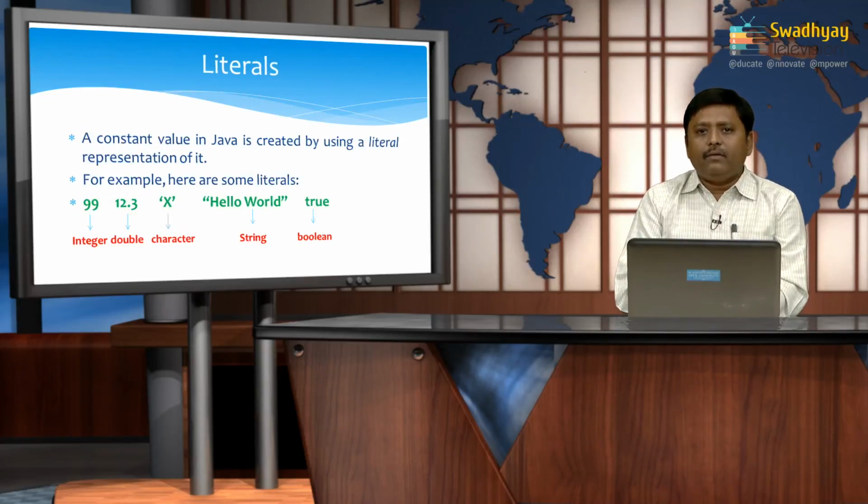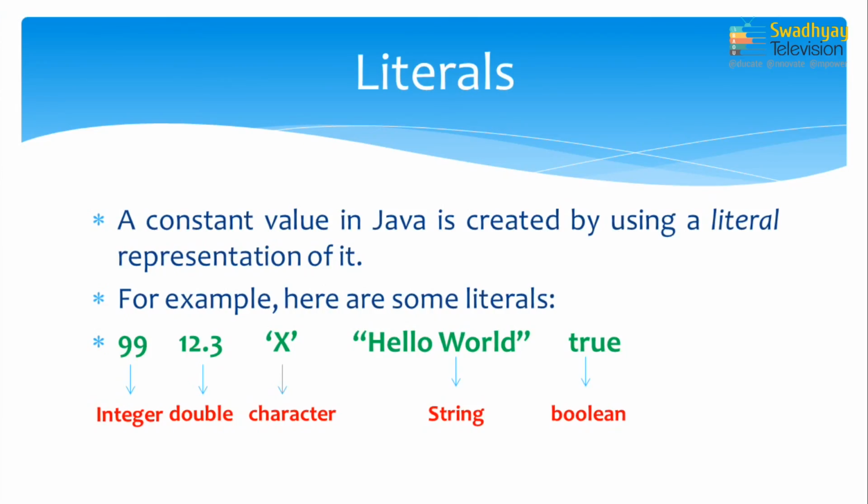Now, in a program we need to supply some constant values. A constant value in Java is created by using a literal representation of it. On screen you can see certain examples of literals. For example, 99 is an integer literal, 12.3 is a double literal, x in single quotes is a character literal, and string literals are represented between double quotes, and a boolean literal may have the value true or false.